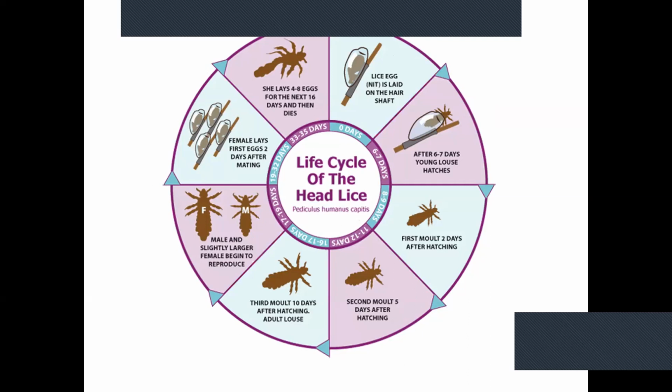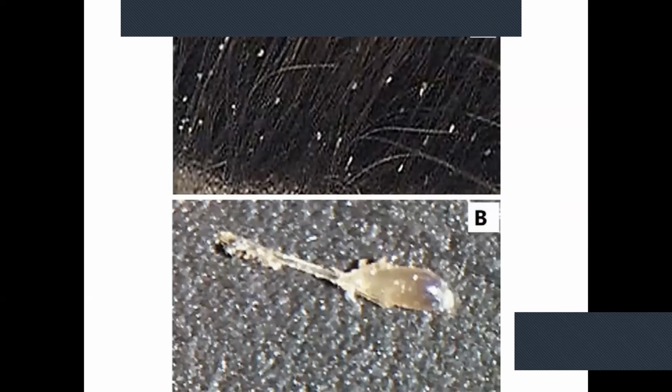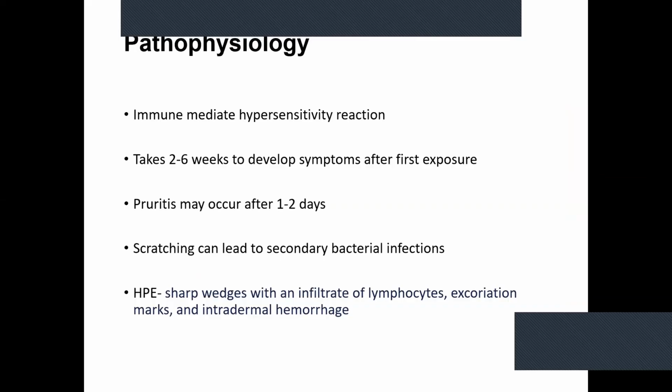So this is showing various eggs which are laid, which can be seen most commonly. This is also another image which is showing various eggs. Rarely we can find a louse also.